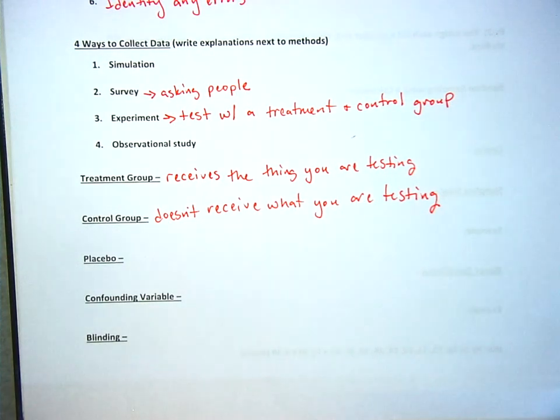Why do you need to have a control group? Because it'll see if the treatment or the thing you're testing actually works or not. Right, but I mean, wouldn't you just know if your treatment group gets better or something happens that's positive? Why do you need the control? Right, why do you need that comparison?